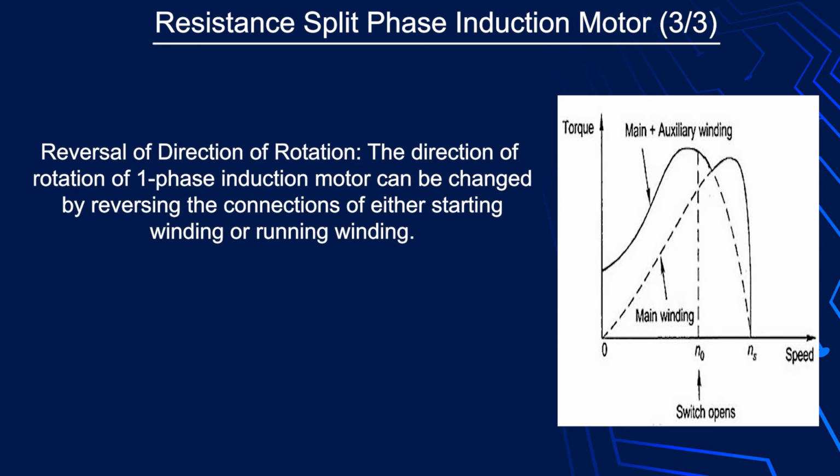If we want to reverse the direction of rotation, suppose we want to do that, the direction of rotation of a single phase induction motor can be changed by reversing the connection of either the starting winding or the running winding. So by this means the resistance split phase motor can start by itself, but it has a high starting current and low full load torque.